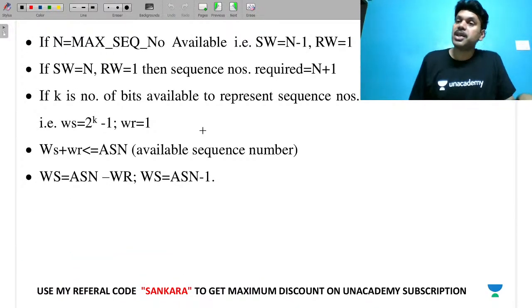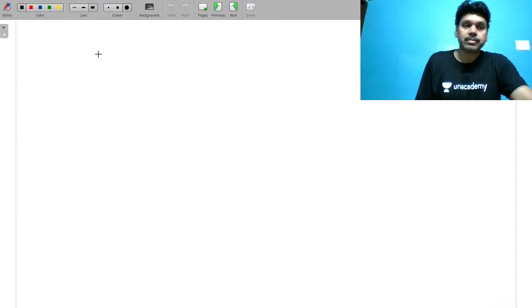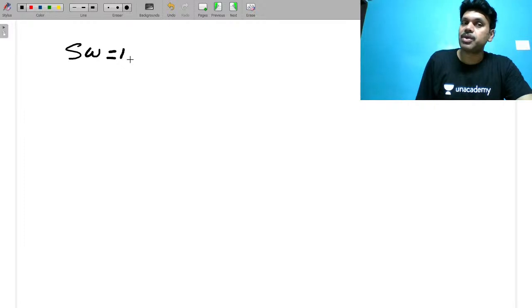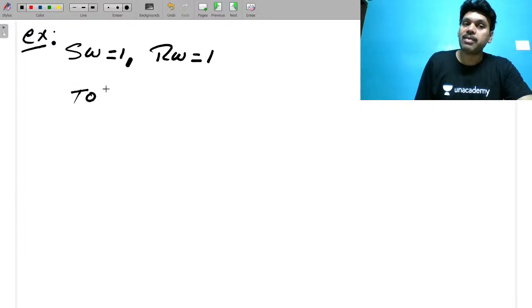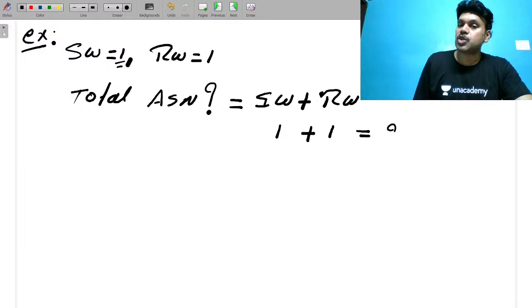Now, these are very important rules. Let me explain. If sender window size is equal to 1 and receiver window size is equal to 1, can you tell me the total available sequence numbers? Your total available sequence numbers are the sender window plus the receiver window capability. Sender window is 1 and receiver window is 1, so my total sequence numbers are 2: one is 0, the other is 1.